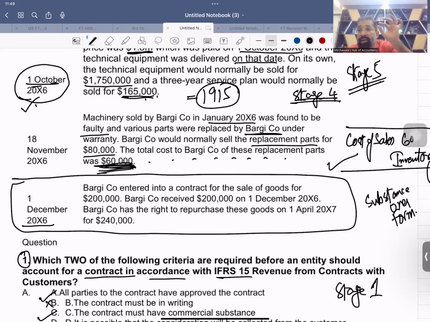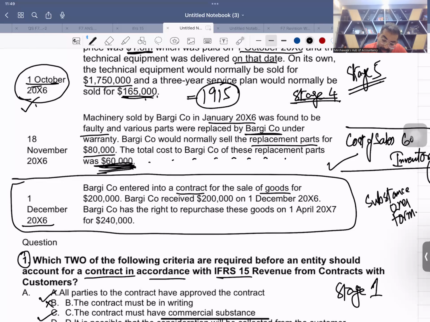Just 1 month before the year end. Your year end is 31st December X6. This happened 1 month before the year end. Bargi company entered into a contract for the sale of goods for 200,000. That means, apparently, we sold it. Bargi received 200,000 on 1st December X6.